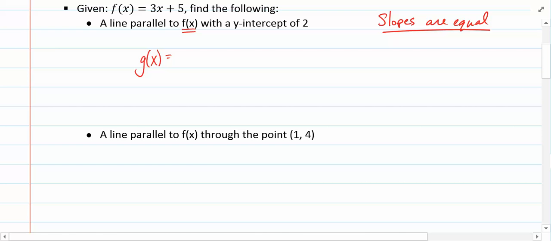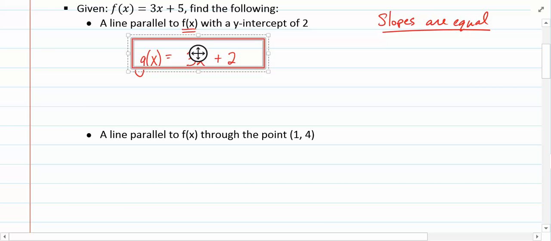G of x would have to have the same slope as our first function, so I know that the function has to start with 3x. The slopes are the same. And for a y-intercept of 2, well, the y-intercept is listed here as our b value in the mx plus b equation. This is our solution to the question. 3x plus 2 would be the equation of a line parallel to f of x with a y-intercept of 2.